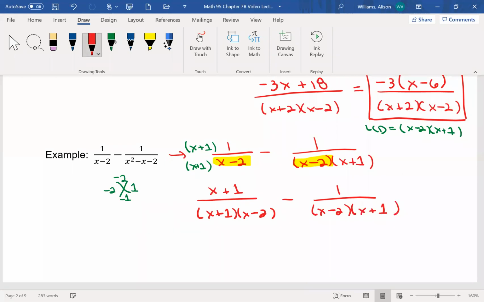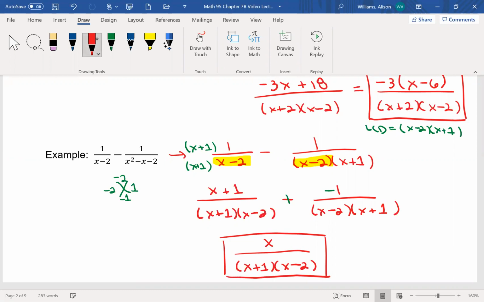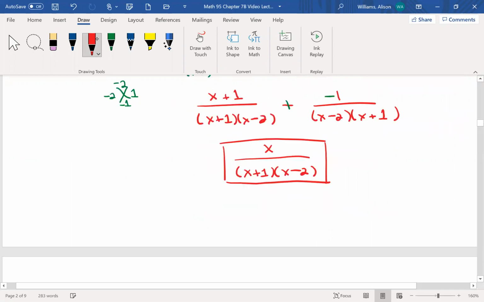Okay, because it's a minus, I'm going to change that to plus, negative. And now I'm going to add. So x carries into the numerator. The ones are actually going to cancel. And I'm left with x plus 1, x minus 2. And that doesn't simplify any further, so I don't have to worry about that. And that is it.